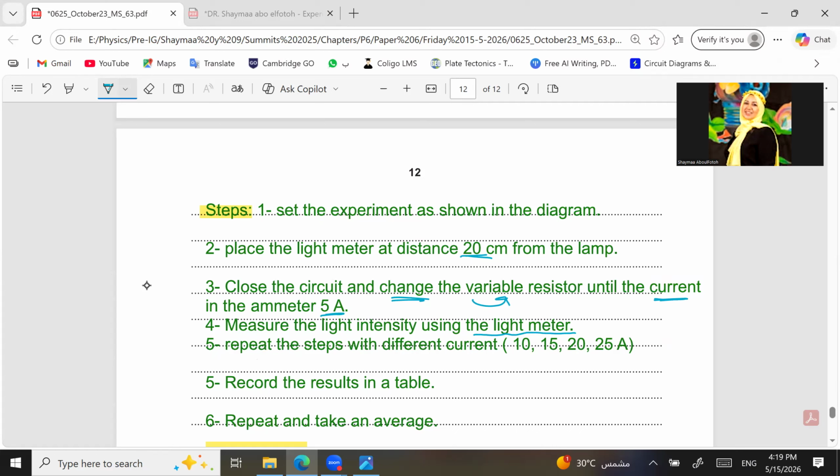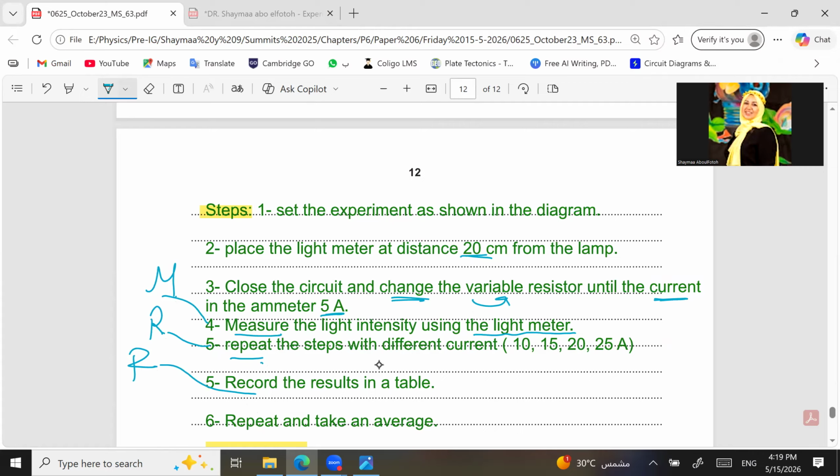Repeat. We said before M, R, R. What does it mean? M means measure. R means repeat. R means record. I have to record the readings in the table. R, I have to repeat and take an average. M means measure. I have to use the suitable verb: measure the light intensity by using the light meter.